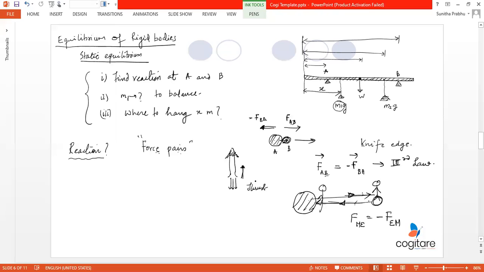Yes, sir. All these are force pairs: collision, rocket, gravitation. You can think like this. Supposing you are in space, and you've seen the Gravity movie, right? Have you seen that Gravity movie?